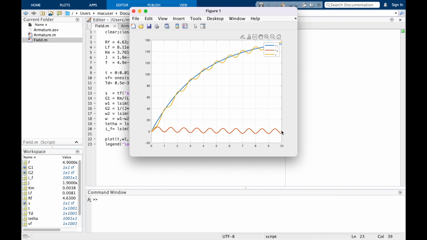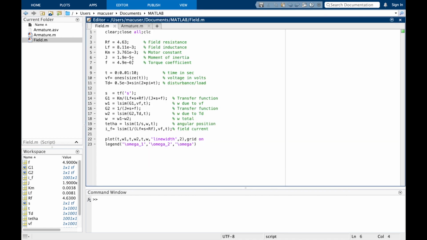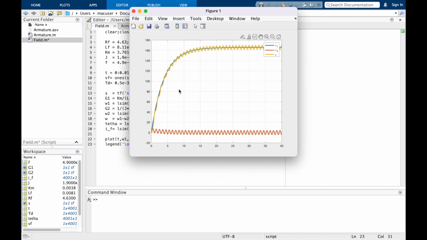We performed the simulation for 10 seconds. I don't think that it's enough, so we can customize the length of the simulation up to, let's say, 40 seconds. Then I'm running the program again, and this is what we get. The blue one is the omega caused by the voltage. The red one is the omega caused by the disturbance, and the orange one is the total.